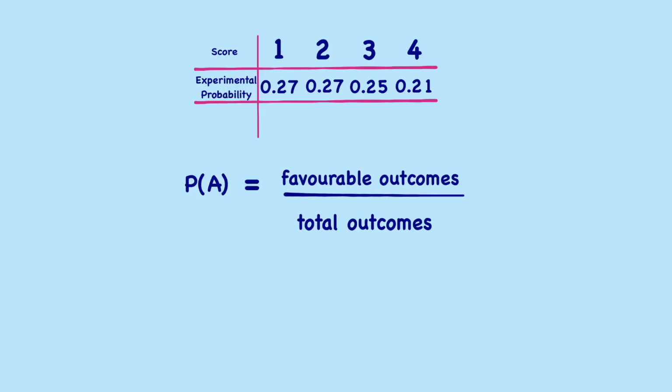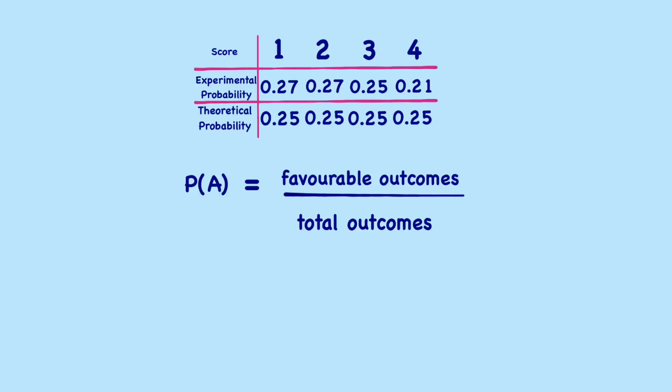Remember the formula is the number of favourable outcomes divided by the total outcomes. So if we look at the spinner, there is 1 out of a possible 4 outcomes for 1, 1 out of a possible 4 for 2, 1 out of a possible 4 for 3, and 1 out of a possible 4 outcomes for 4. So for each number, 1, 2, 3 and 4, the theoretical probability is exactly the same, which is 1 out of 4, a quarter, or as decimals, we have 0.25. So as we can see, the experimental and theoretical probabilities are reasonably close together.